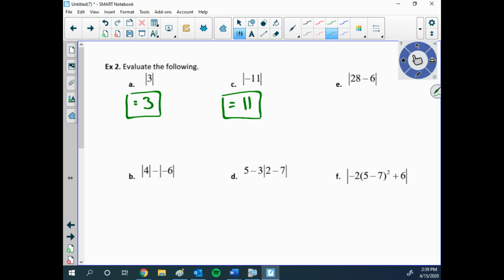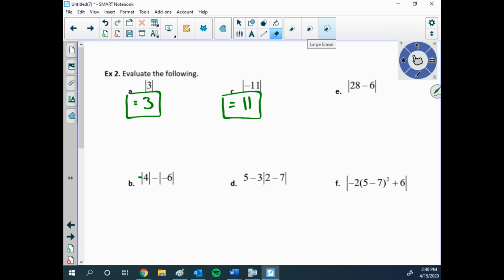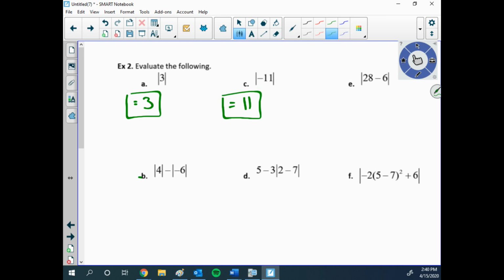The next one says the absolute value of 28 minus 6. Once I have multiple things happening inside of that absolute value bracket, I need to solve it the same way that I would solve a BEDMAS. We'll still treat those as if they are brackets. So what is 28 minus 6? That's the absolute value of 22. What's the absolute value of 22? It's just 22, that answer positive.